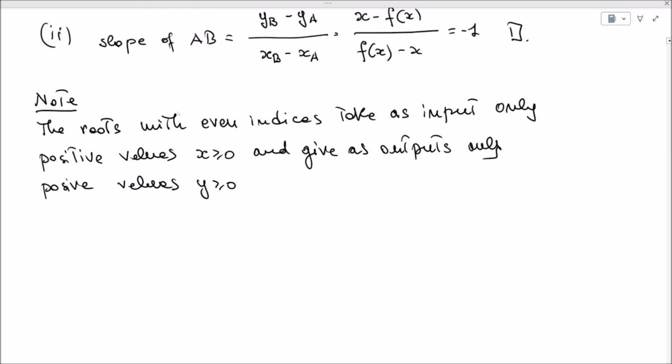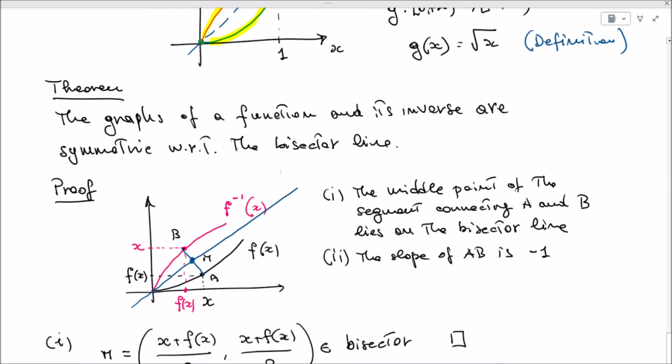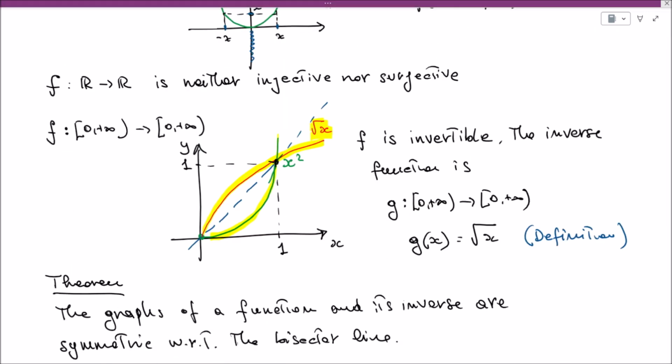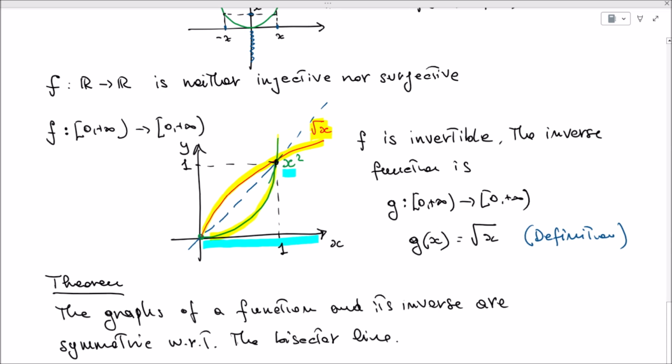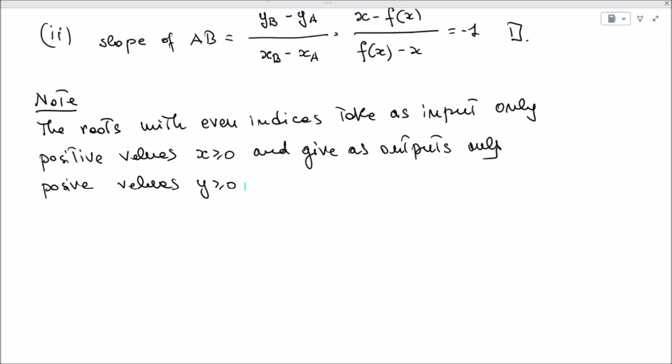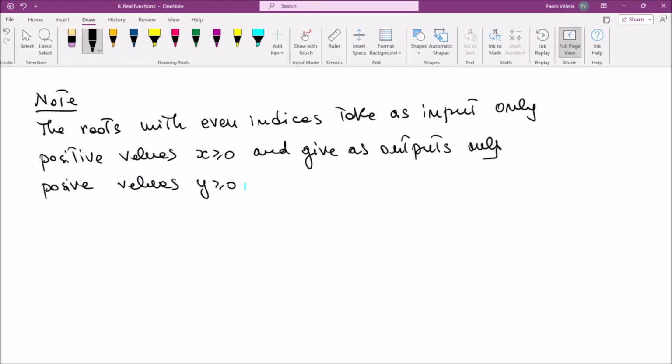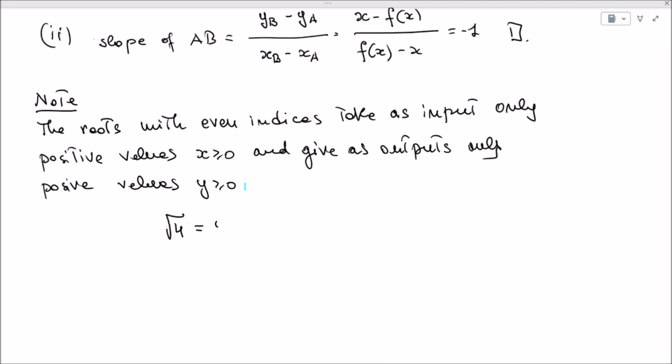So what I'm saying is that because in this specific case we have restricted x squared only to the positive x-axis, the square root of x, which is the inverse, of course needs to be limited only to the first quadrant. So it's not possible, for example, to write that the square root of 4 is equal to minus 2. The square root of 4 is just equal to 2. This is totally wrong, because the definition of the square root of x refers only to the first quadrant.